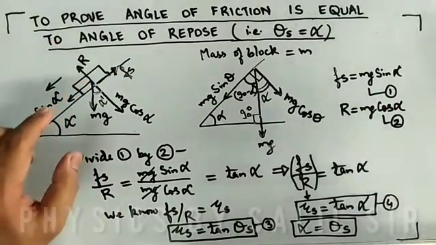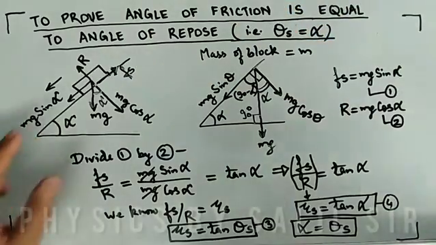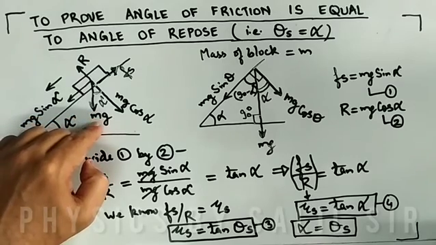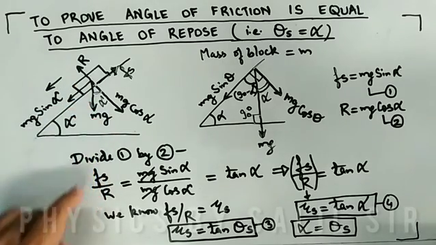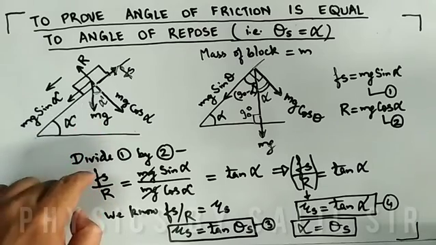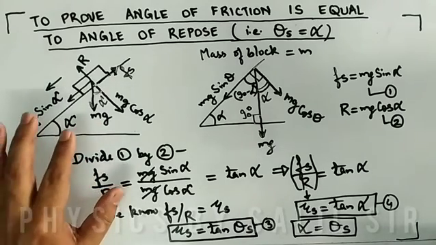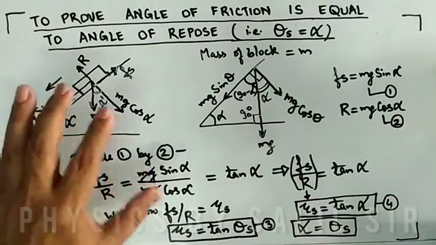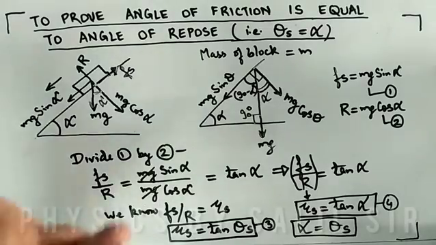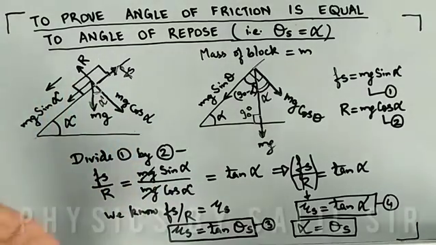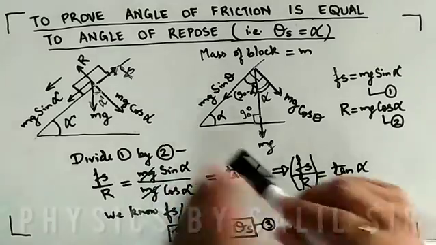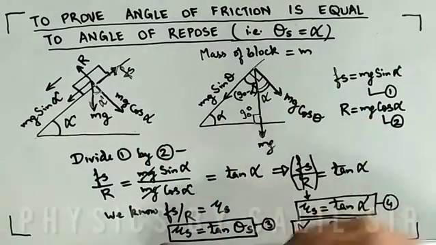If this block is of mass m, we know that the weight will be mg, and this weight will act in the downward direction, towards the center of the earth. Now we will resolve this mg into the cos component and sin component. Before explaining the resolution, because we don't know which component will be cos and which will be sin, let me explain this mathematics.